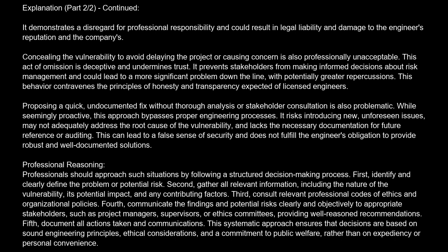Fourth, communicate the findings and potential risks clearly and objectively to appropriate stakeholders, such as project managers, supervisors, or ethics committees, providing well-reasoned recommendations. Fifth, document all actions taken and communications. This systematic approach ensures that decisions are based on sound engineering principles, ethical consideration, and a commitment to public welfare, rather than on expediency or personal convenience.